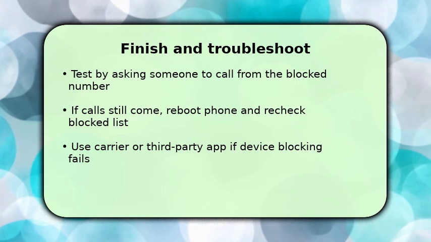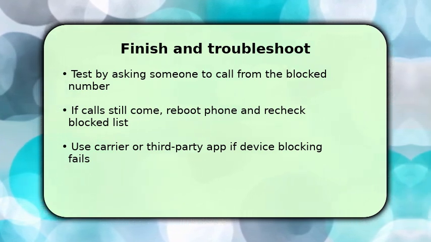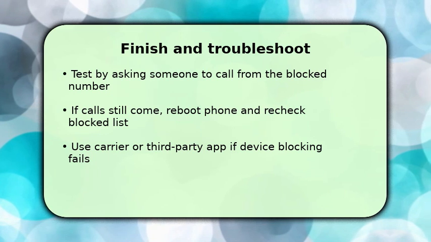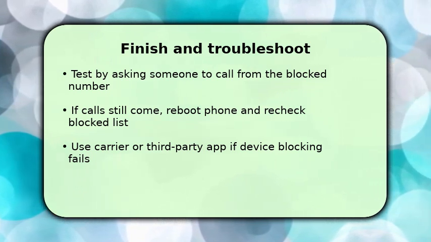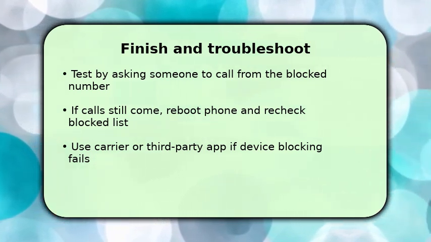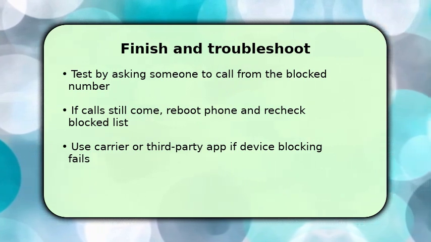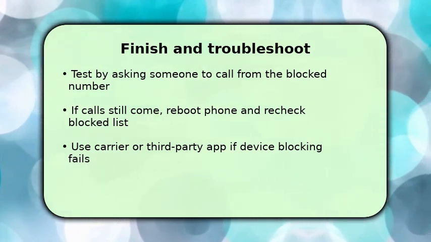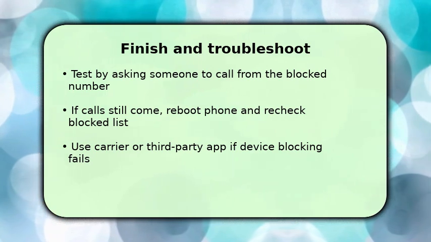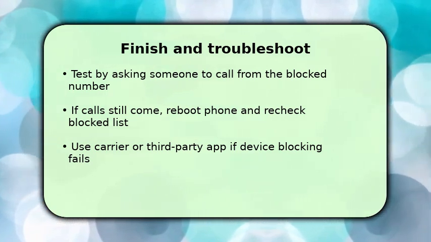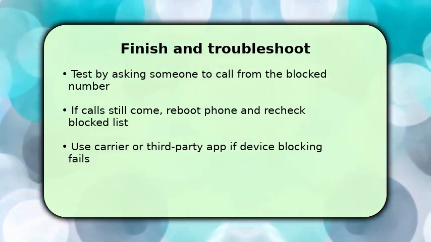If calls still get through, reboot the phone and recheck the blocked list to ensure the number is formatted exactly as stored. Country code differences matter. If that fails, contact your carrier or use a reputable call blocking app that intercepts at the network level. A common troubleshooting tip: remove and re-add the number with the full international format.